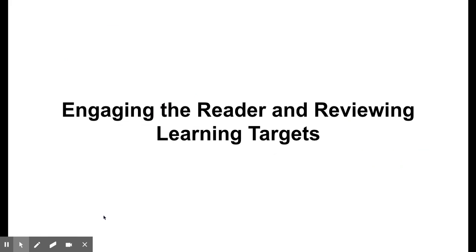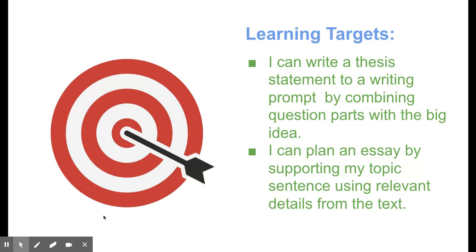Now let's go into our learning targets for today. We have two following learning targets. First, in the lesson, you can write a thesis statement to a writing prompt by combining question parts with a big idea. And lastly, you can plan an essay by supporting your topic sentence using relevant details from the text.